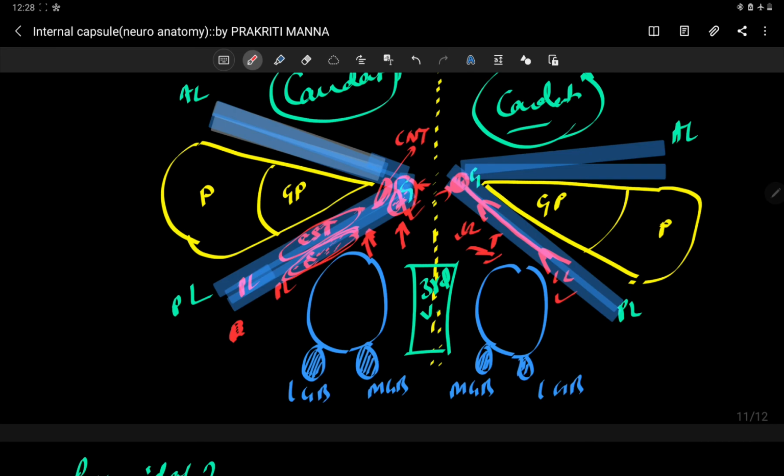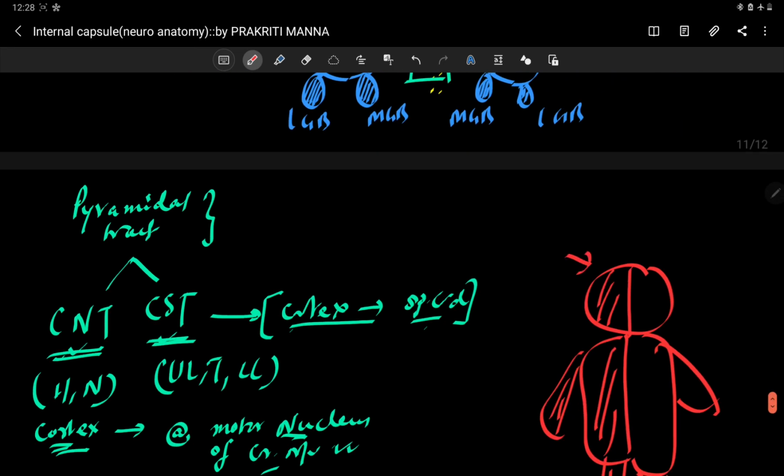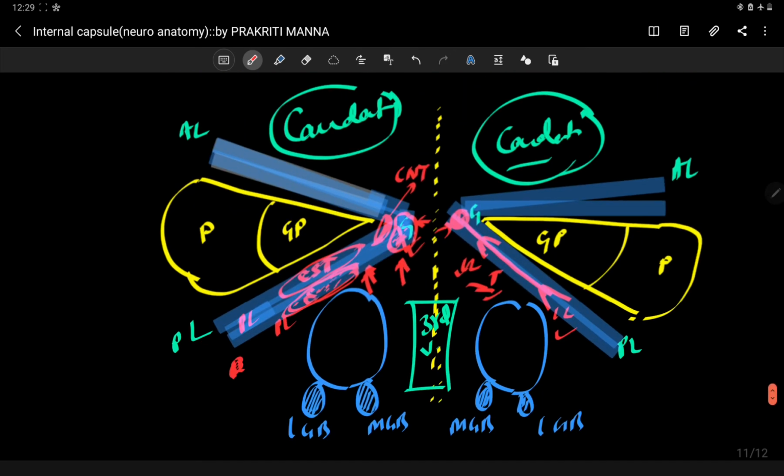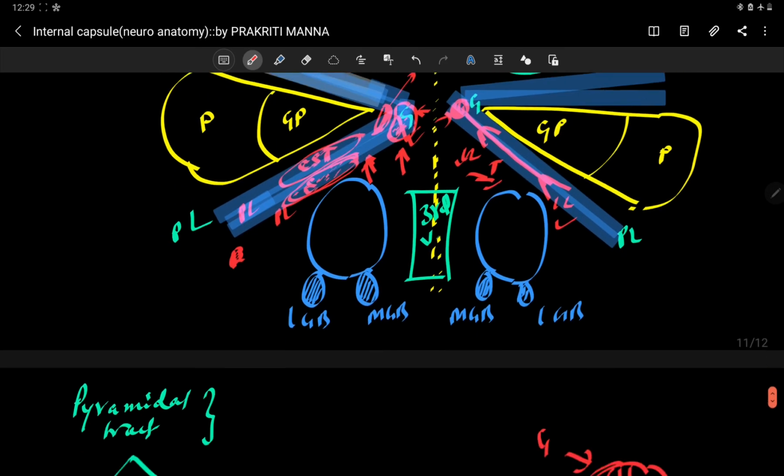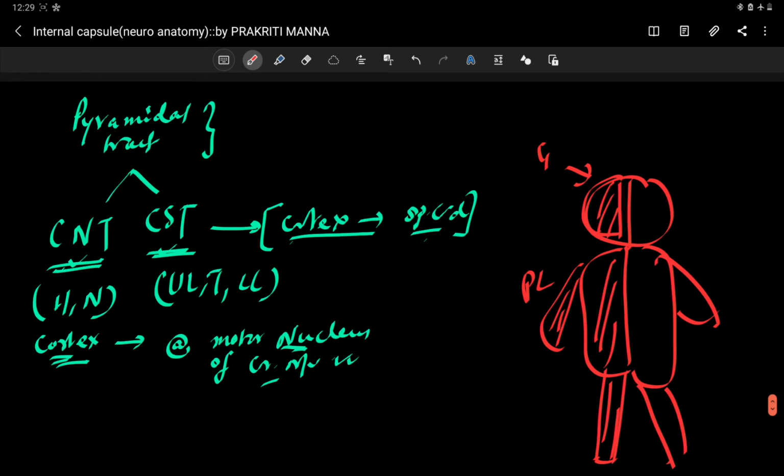So if only the genu is affected, causing what? Contralateral hemiplegia of the face. If the genu and posterior limb of the internal capsule are both affected, it causes contralateral hemiplegia of the face and also the trunk, upper limb and lower limb, all.